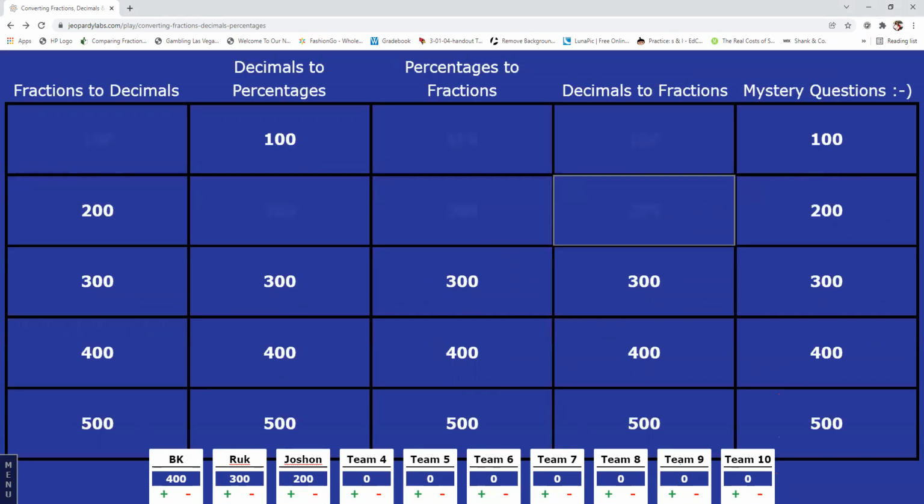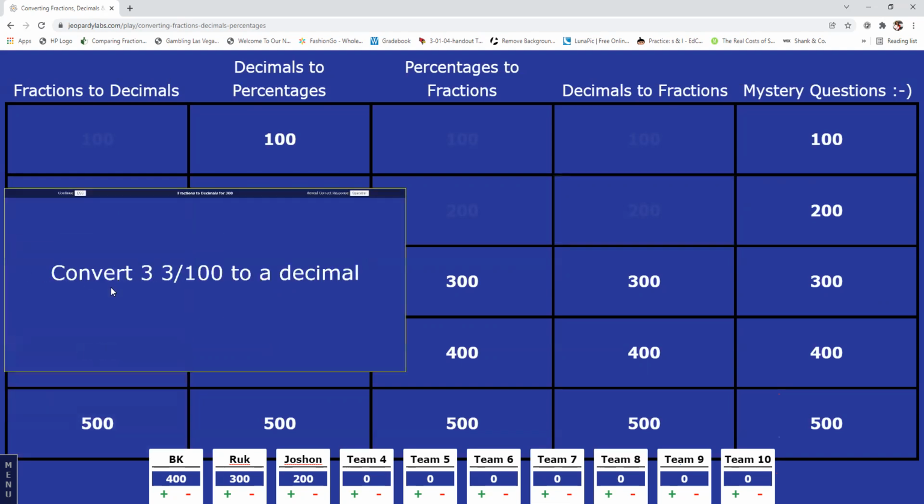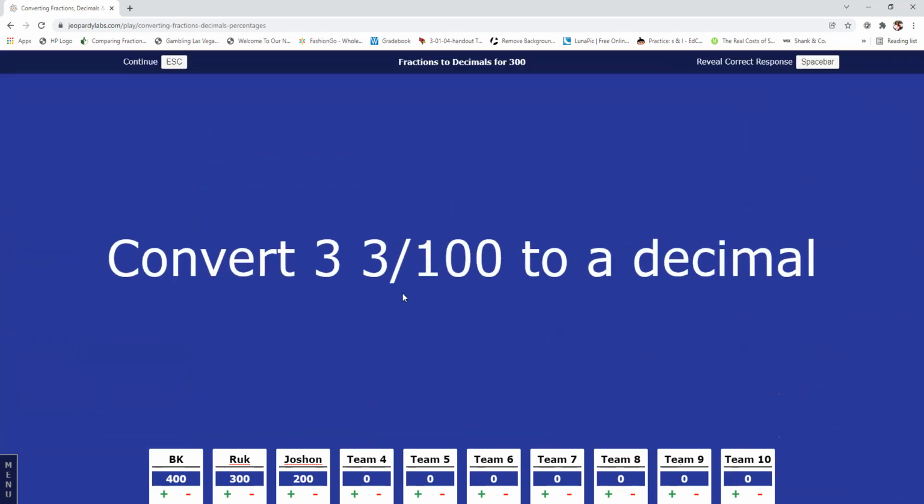All right, so we've gone over all the categories, except for our mystery questions, I'll save those. But everybody should have a general idea as to how to do everything because everything is interrelated. All right, let's go fractions to decimals for 300. Convert 3 and 3 over 100 to a decimal. So this is a mixed number, 3 and 3 over 100, to a decimal.